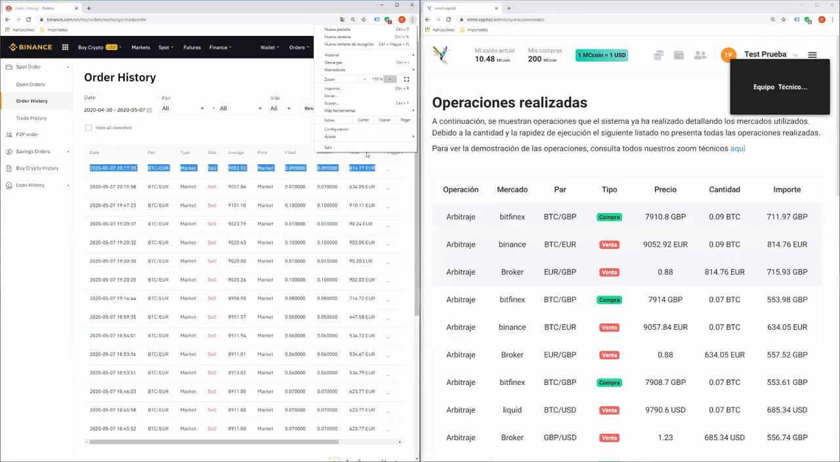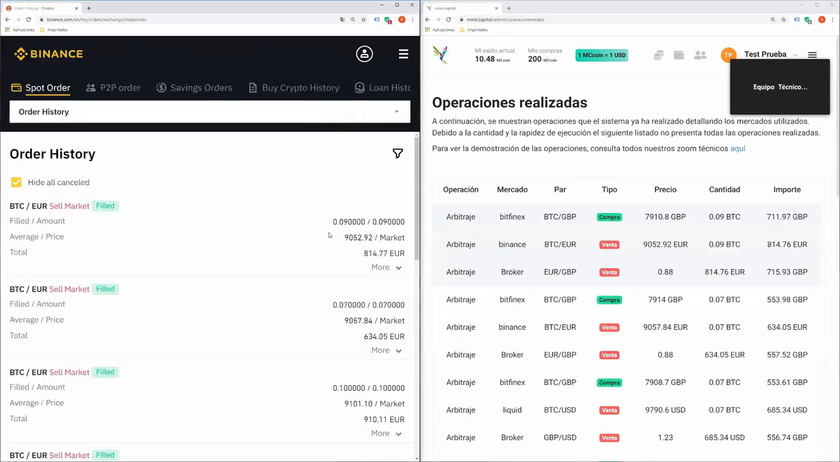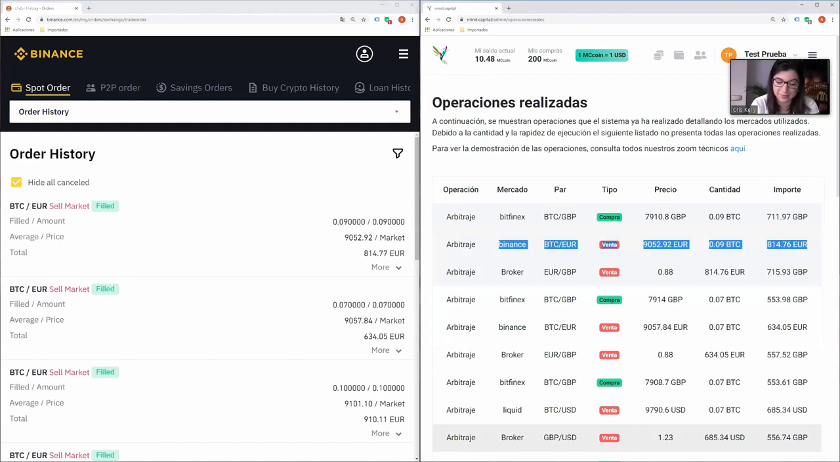Okay, now in Binance, I see Binance, the second operation on display, an arbitrage operation. The pair is Bitcoin Euro, short, 9052.02 euro, I think, and the amount is 0.07 Bitcoin, and this is Binance. Okay, this operation. Okay, perfect. This operation now, perfect.